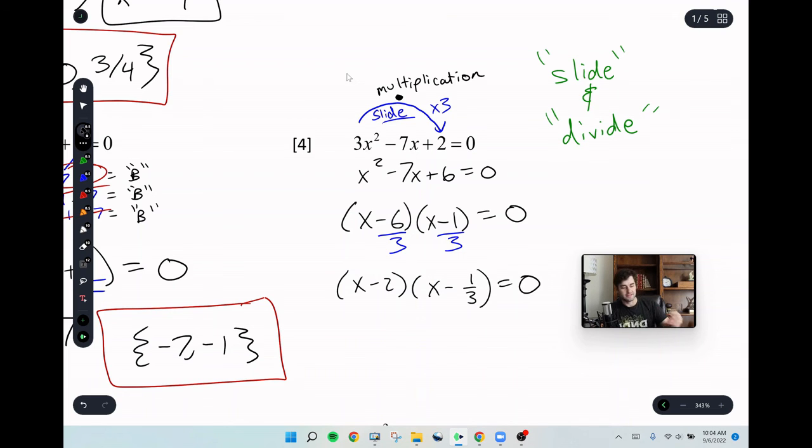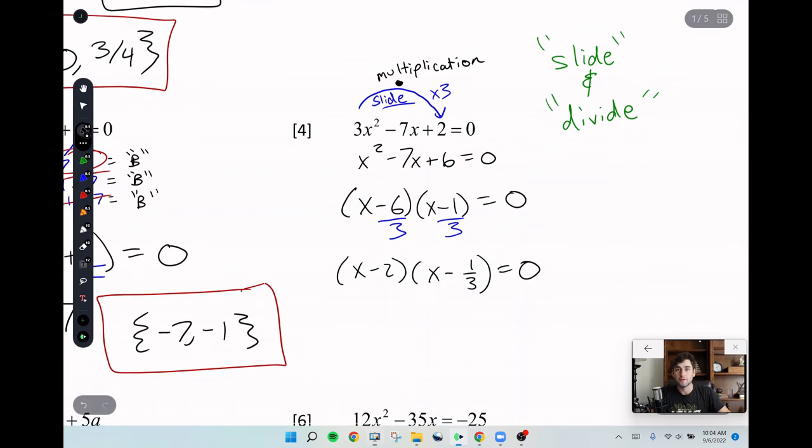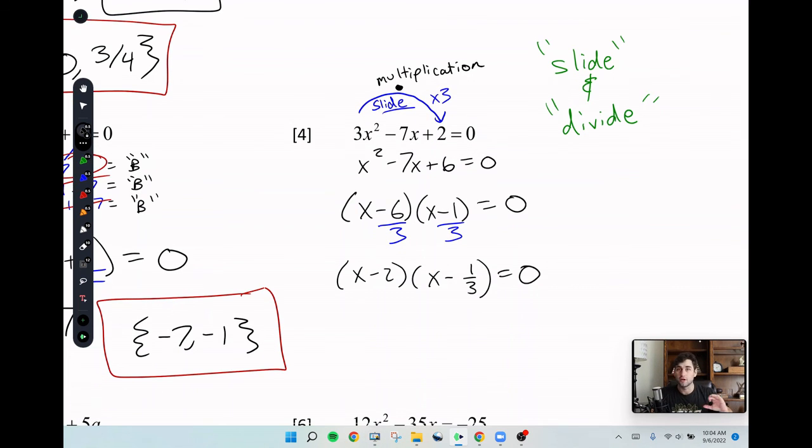Great. This is good because it gives us an example of when you're left with a division that you need to take care of. So the x minus 2 is good to go. Happy. Leave it. We're happy with it. It looks normal. But that x minus 1/3 is a little tricky because if you're foiling, and the F in FOIL stands for first, that's the first terms. If you multiply x times x, you get x squared. Well, our first term of this thing isn't x squared. It's 3x squared. So that's where the slide comes back into play.